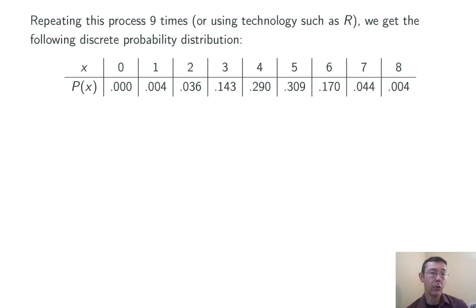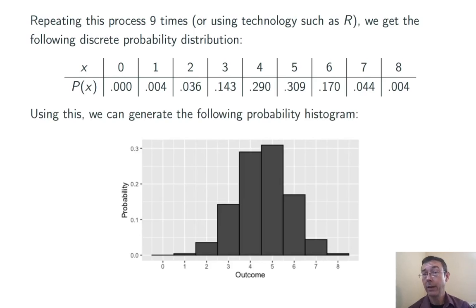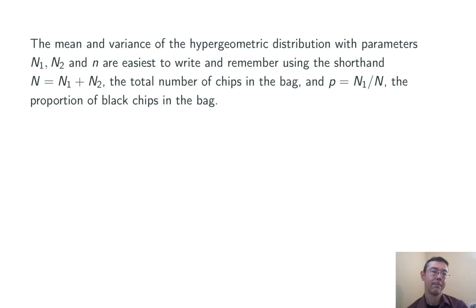We can repeat that for all the different possible values of x, 0 women, 1 woman, 2 women, etc. Either by hand or, I recommend, using R or other technology, and we get this discrete probability distribution. In my next video, by the way, I'll show you how to do this in R. We'll go through hypergeometric calculations in R more thoroughly. If we plot these values into a discrete probability histogram, we get a shape like this.